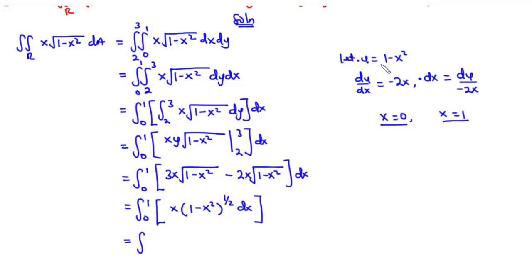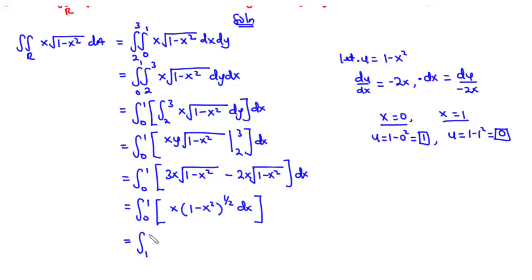We define u equals 1 minus x squared, so for x equals 0, we have u equal to 1 minus 0 squared, which is equal to 1. And then for x equals 1, we have u equal to 1 minus 1 squared, and that's equal to 0. Therefore, the limits change from 1 to 0.